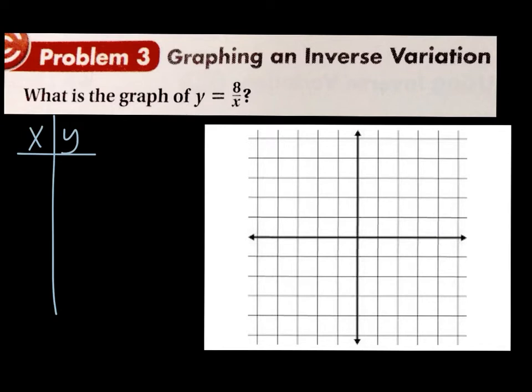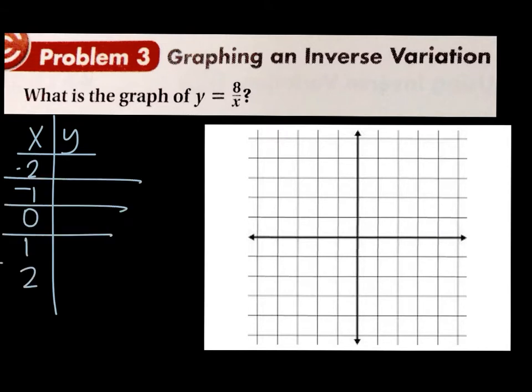Choose some x's and find your y's. So you're always going to choose -2, -1, 0, 1, and 2. Not always, but you know, they're good numbers to pick. So if you plug in -2, you get 8 divided by -2, which is -4. If you plug in -1, you get 8 divided by -1, which is -8.